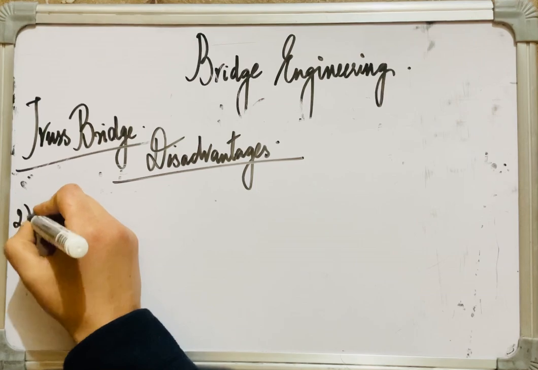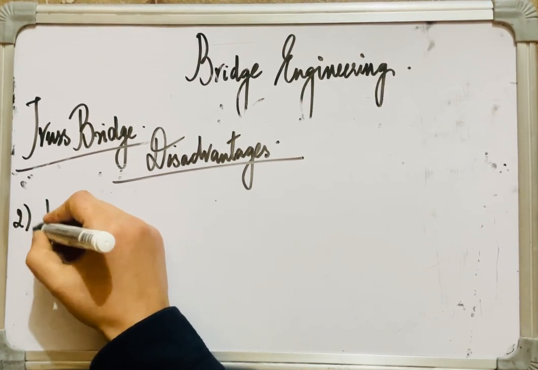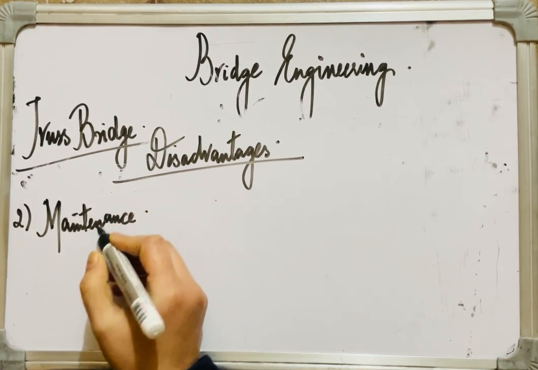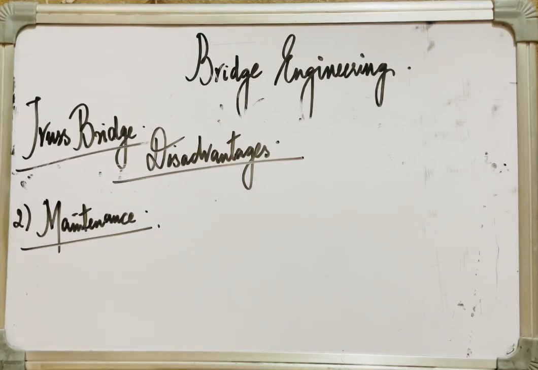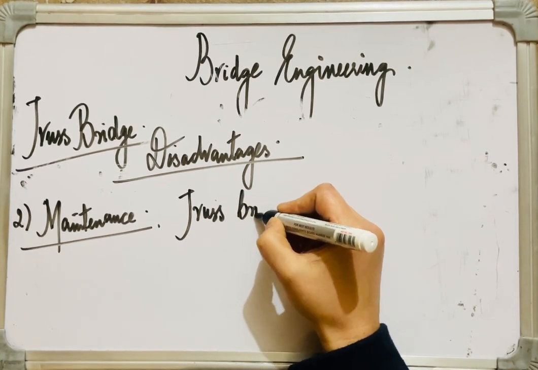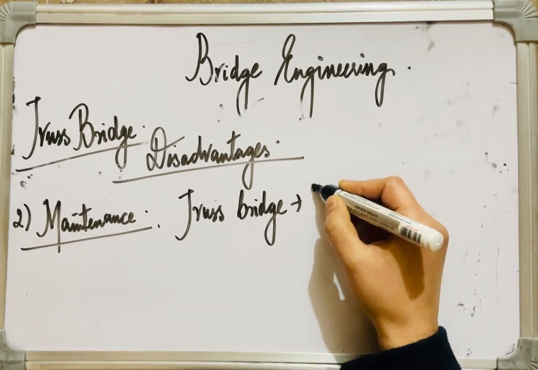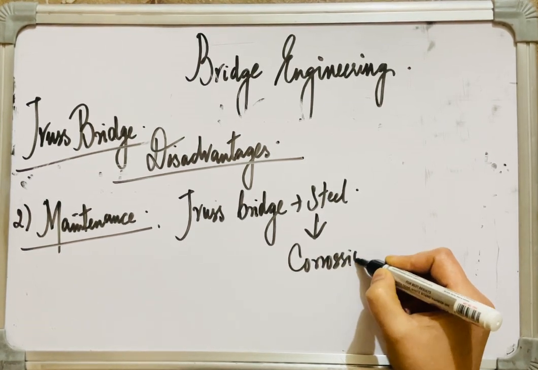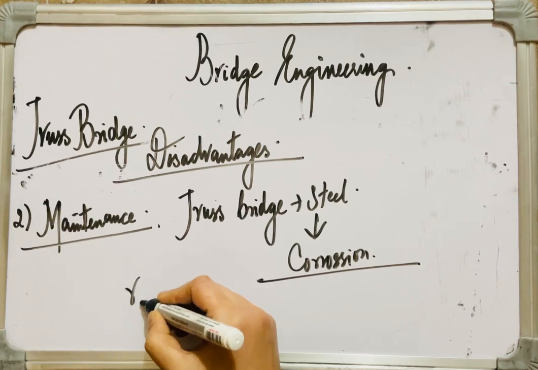The second one being maintenance. Truss bridges, particularly those made of steel, can be prone to corrosion and they require regular maintenance, especially in environments with high humidity or salt exposure. All right, so these truss bridges, particularly those made of steel, are very prone to corrosion and they require regular maintenance.